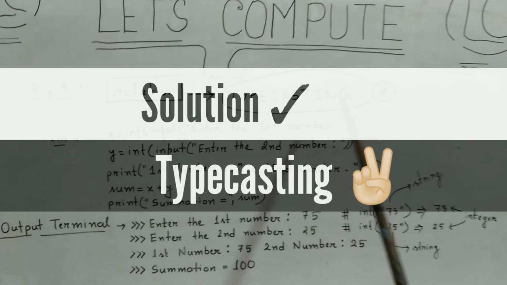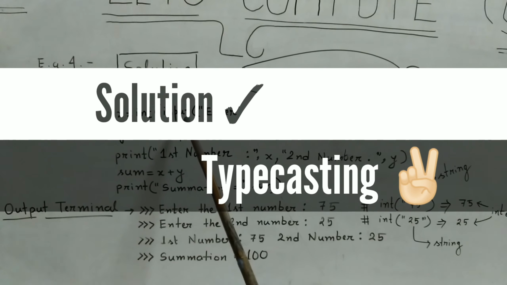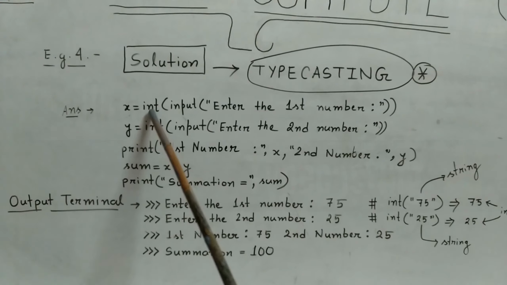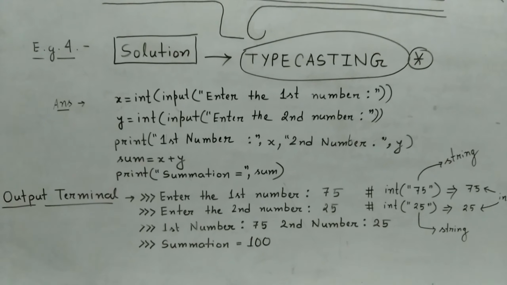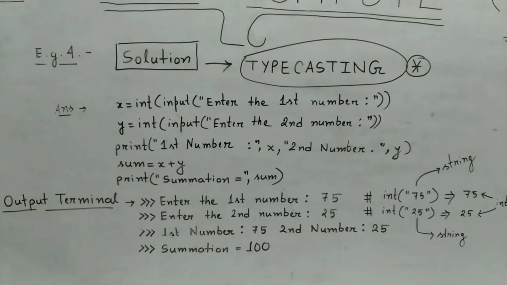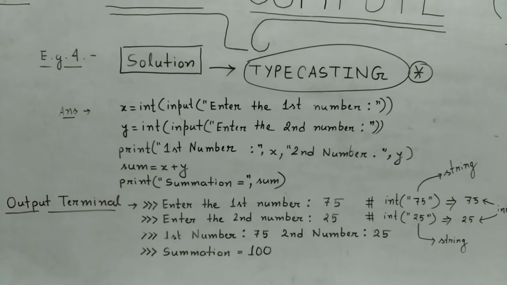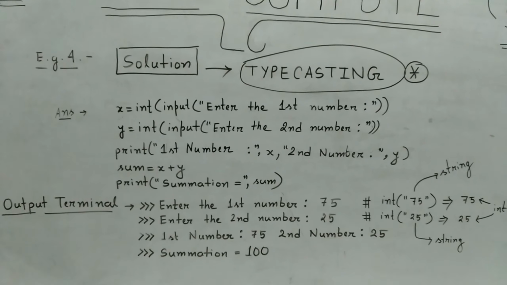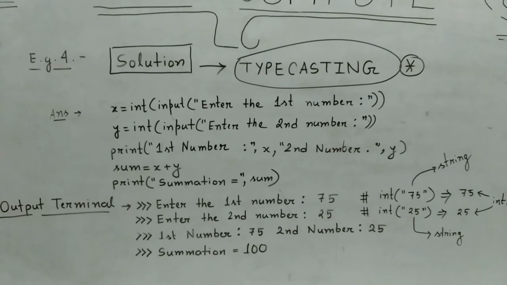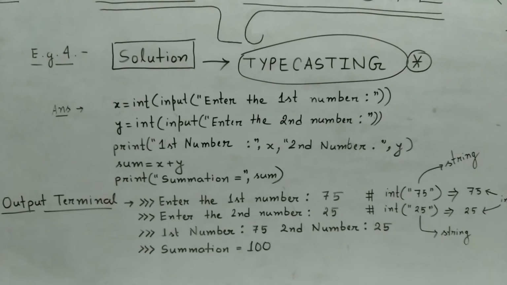The solution is here, typecasting. We have to place the function input within the function int so that the string value accepted by the function input could be easily converted to its corresponding integer value and any numeric operation could be done easily.